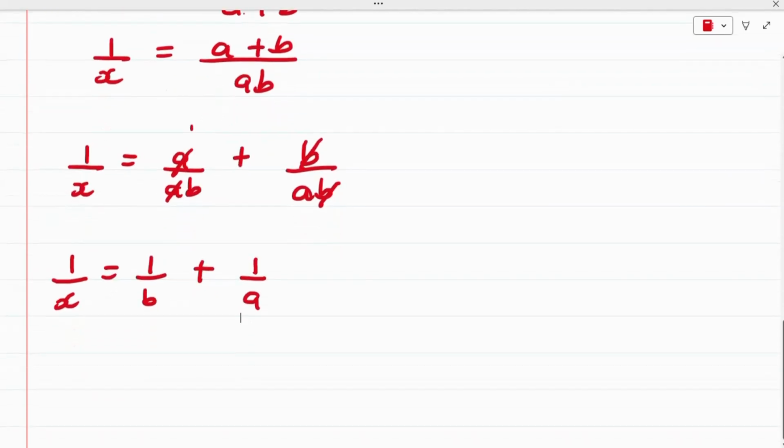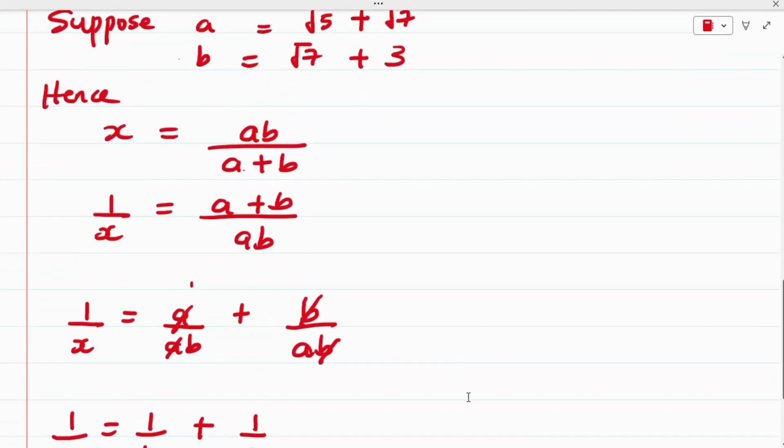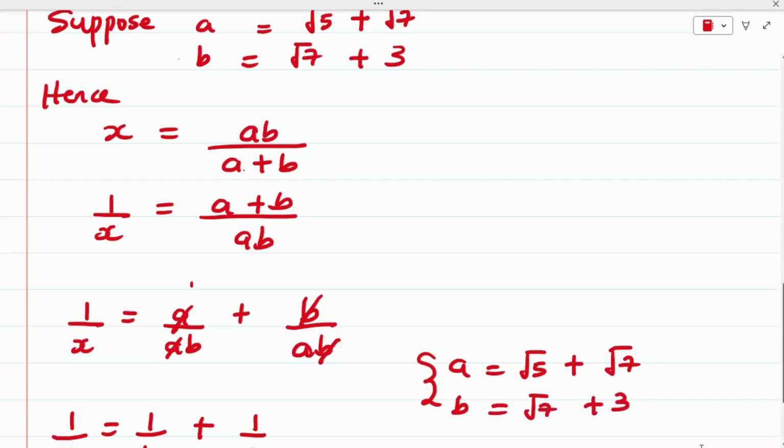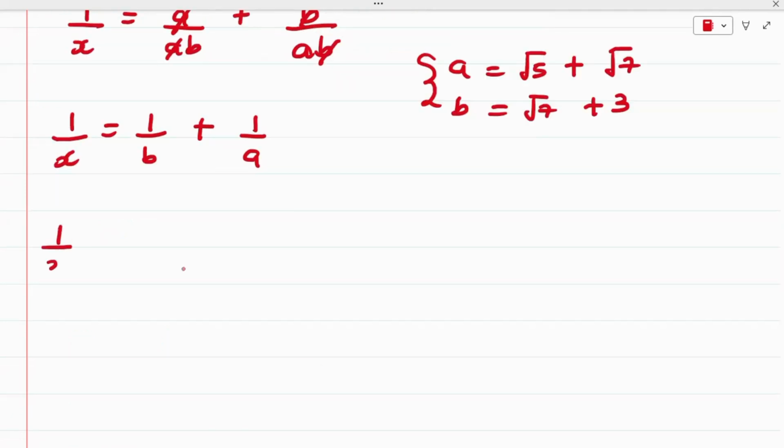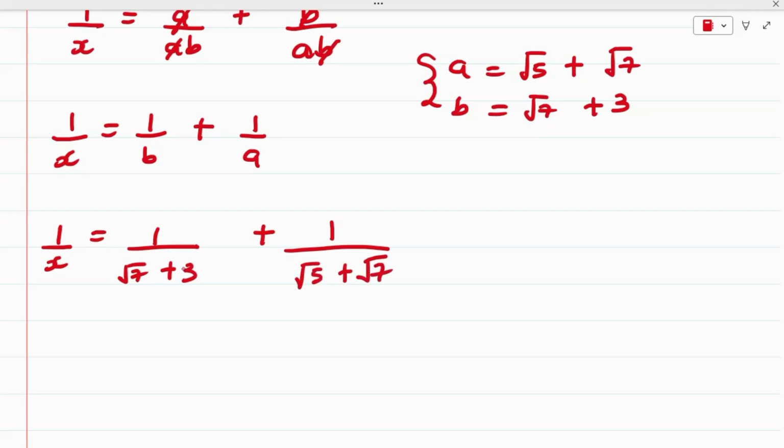Now, recall that we said let a be equal to the root of 5 plus the root of 7, and b is equal to the root of 7 plus 3. So we have 1 over x is equal to 1 over b, which is the root of 7 plus 3, plus 1 divided by a, which is the root of 5 plus the root of 7.